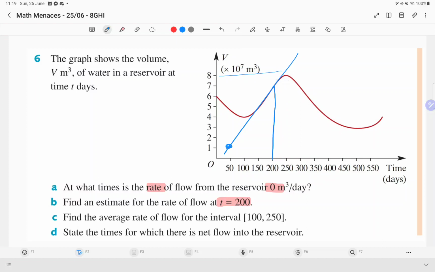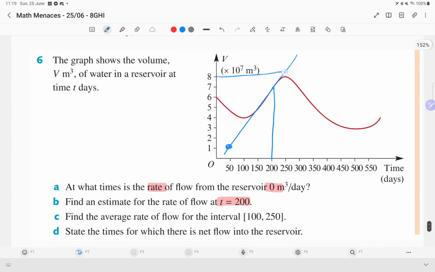Because if you choose 2 points that are too similar, like 8 and 7, then what's the difference here? It's harder to guess. So choose 2 points that are further away. One at the top here and one at the bottom here, so 100 and, I don't know, 250 or something, depending on how you draw the line. And then find the average rate of flow. So how do we find average rate of flow? y2 minus y1 over x2 minus x1. So find the y and x at 100 and 250 and do that.